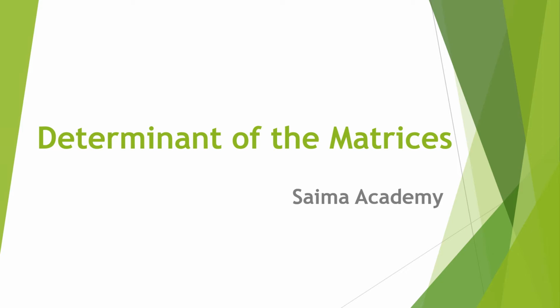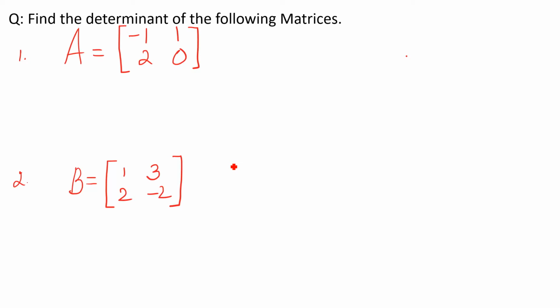In this lesson we will discuss the determinant of matrices. So the question is, find the determinant of the following matrices. Before starting, I will explain that we use this symbol for a matrix, and for a determinant we use these two straight lines, and we write our entries or elements inside. So we have to find the determinant, and this is the matrix.